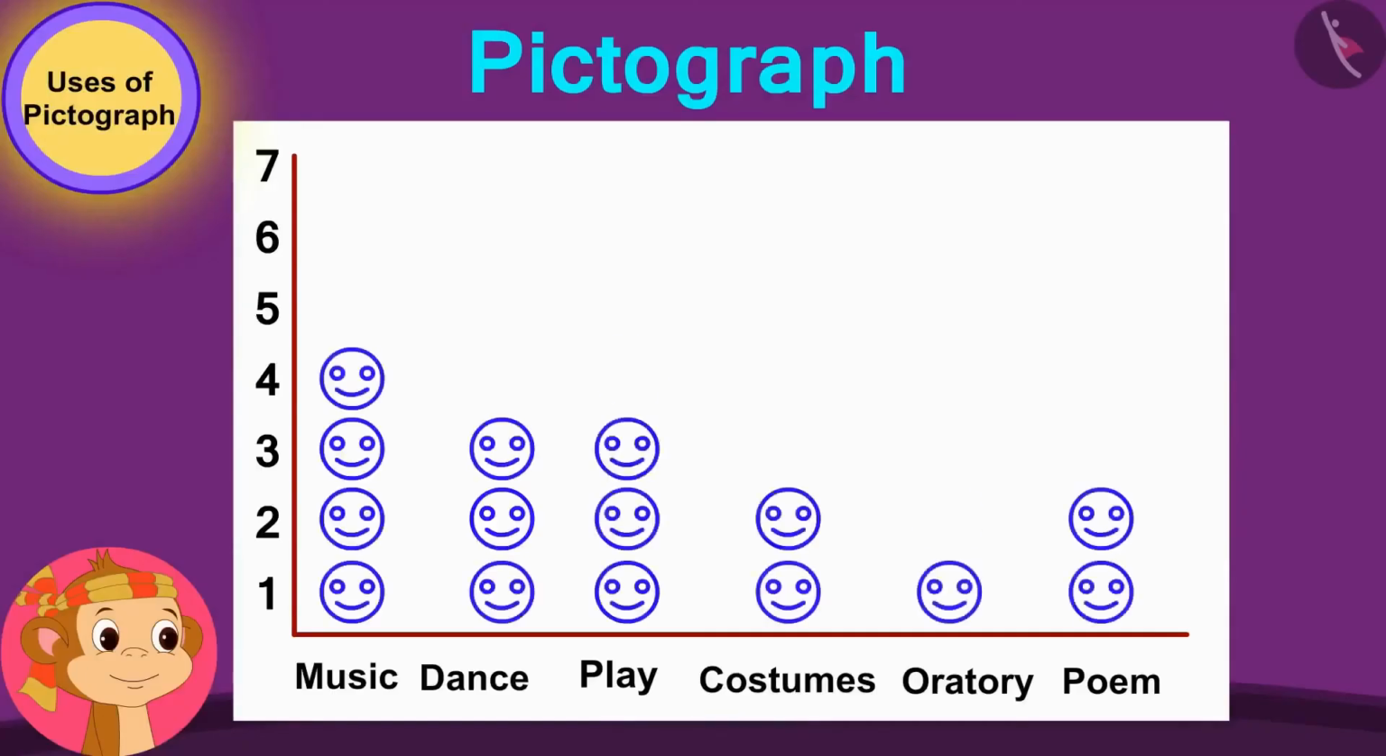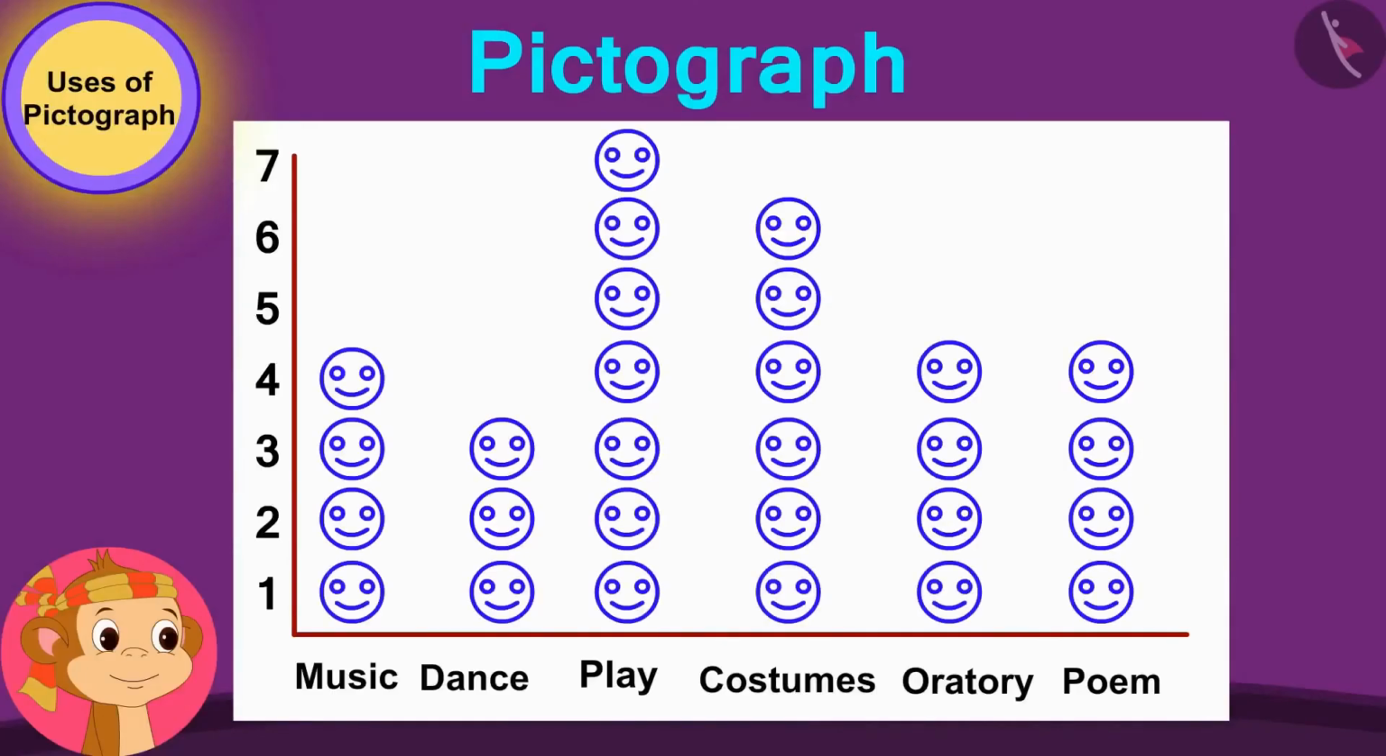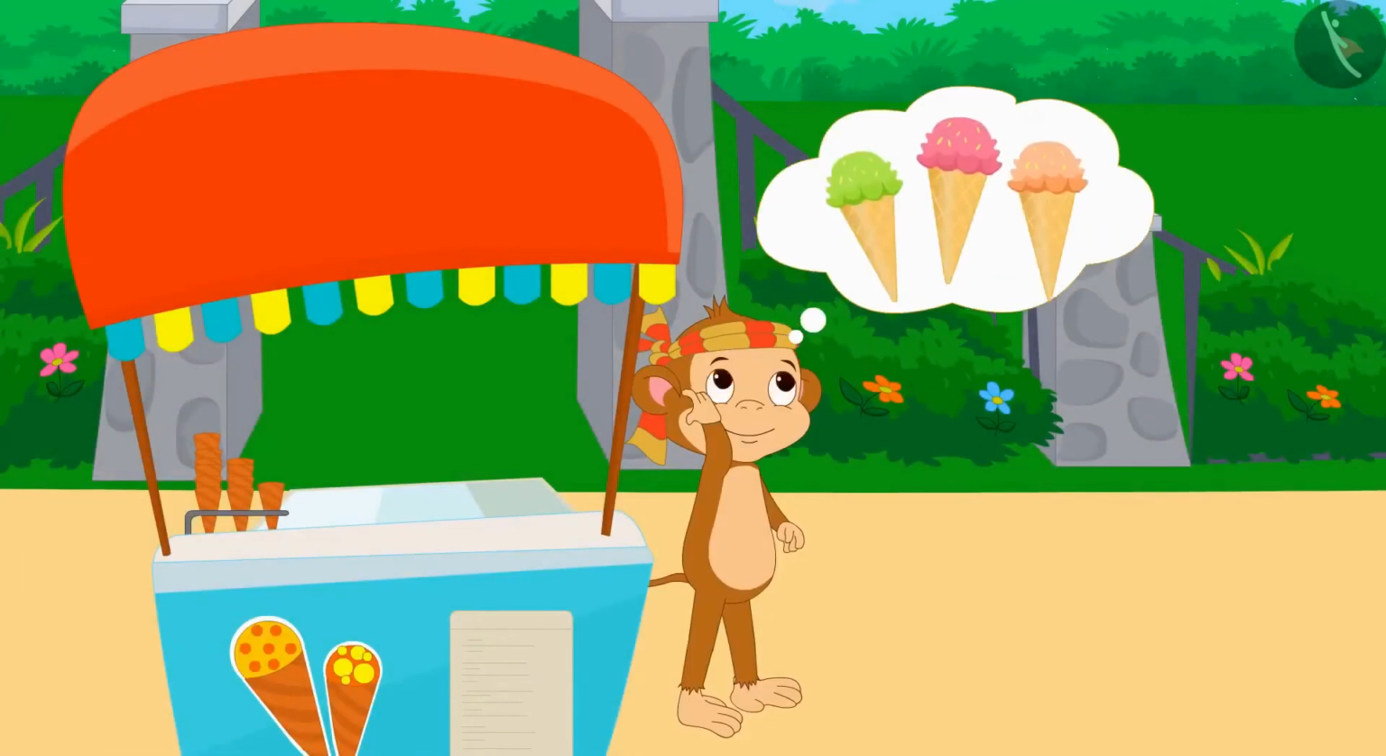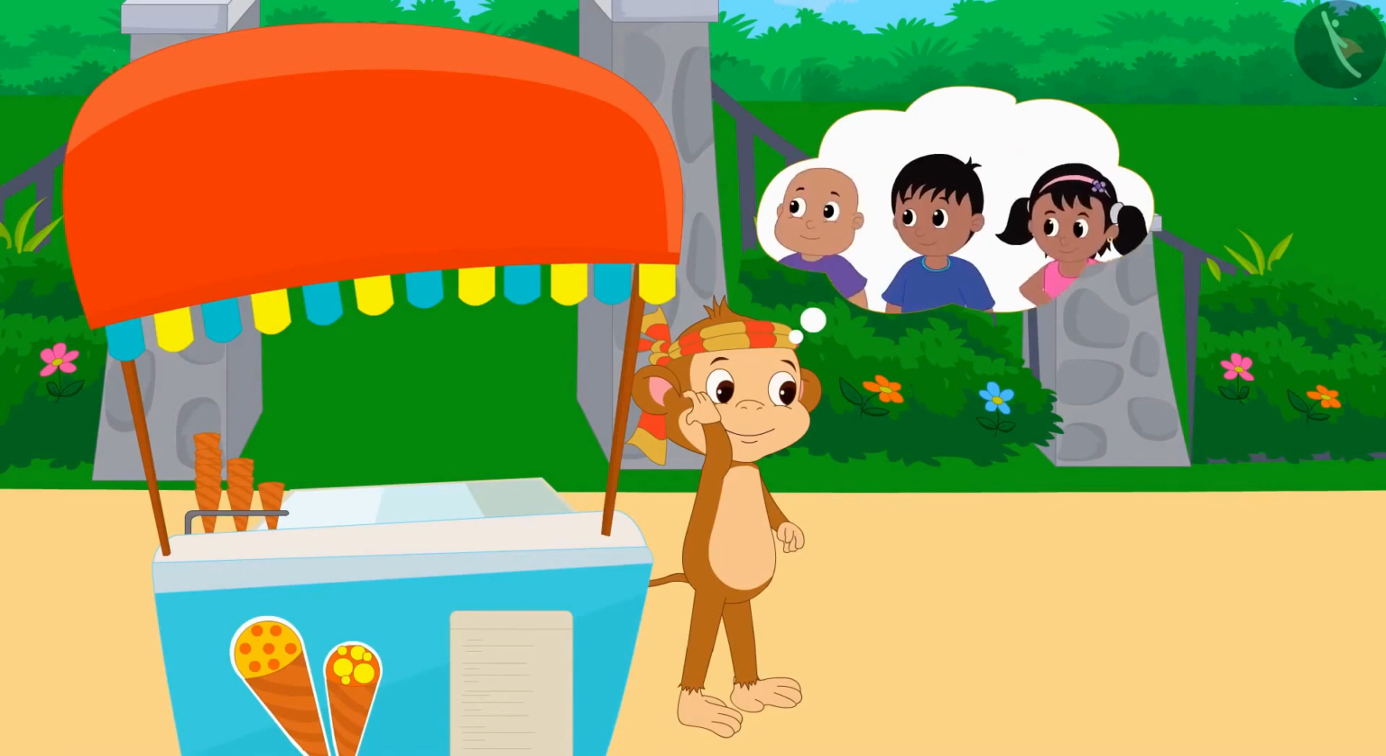Babban is now very happy to have learnt about the pictograph. He wants to sell new ice creams in his ice cream stall. But he is unable to decide which new ice cream will sell more. Then he thought, why not ask his customers to find out which ice cream they would like more.